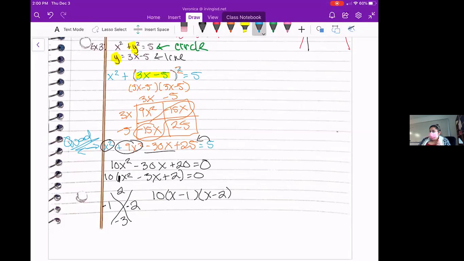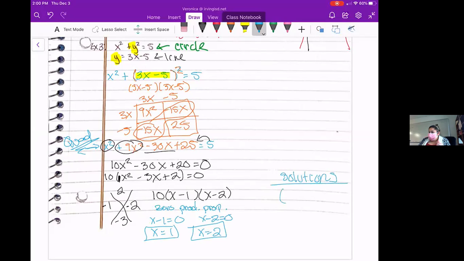What do we do now? You're going to use zero product property to find your x-intercepts or your solutions. So x minus 1 equals 0 and x minus 2 equals 0. X equals 1 and x equals a positive 2. Are we done? No, we're not done. So you know you're going to have two solutions, right? One where the x is 1 and the other one where your x is 2.